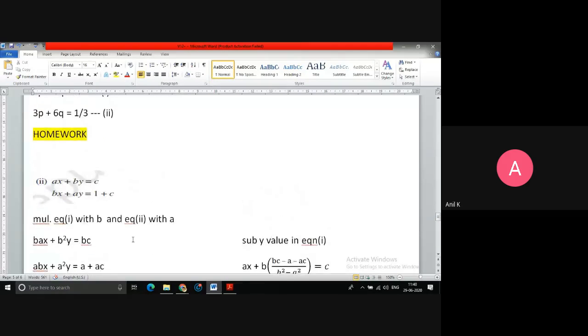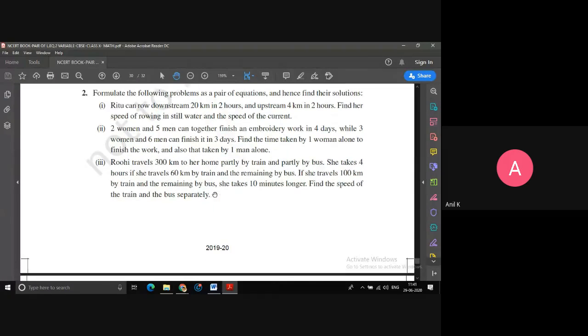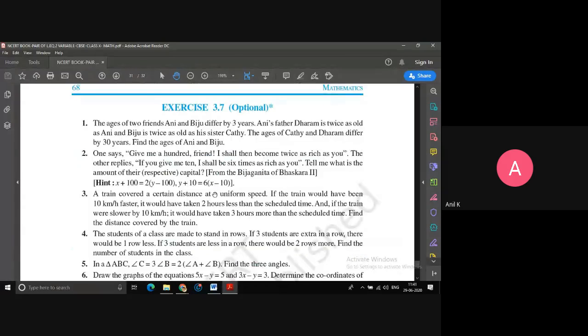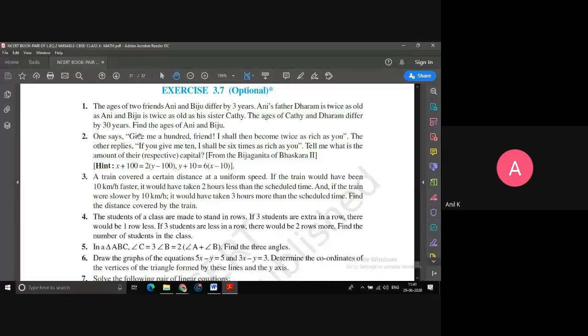Now I'll come to this miscellaneous. I completed. Next, 2 word problems are there that you can solve. The first question is a downstream and upstream question that we already discussed. Next, this is the distance traveled by train or car, that type of question we also already discussed. You can solve it. Then try these word problems also in the optional chapter.